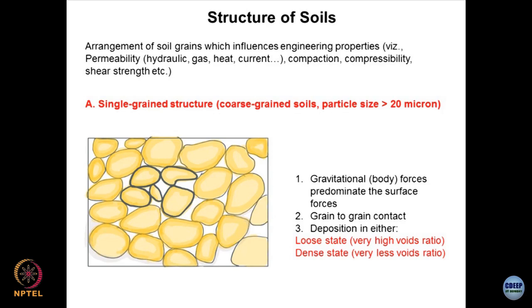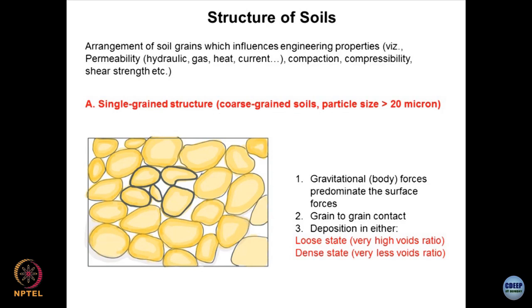Now, these types of depositions are either in a very loose state or in a very dense state. So, today we are going to discuss how to quantify the dense state and the loose state of the material. When we say loose state, it is a very high void ratio. Both are correct. Voids ratio is also correct, void ratio is also correct. So, do not get confused by the term. Loose state is the one where the void ratios are extremely high, dense state is the one where the void ratios are less, clear.